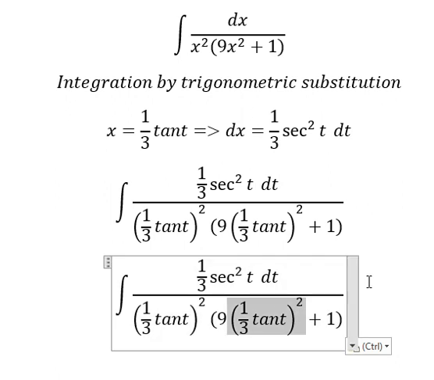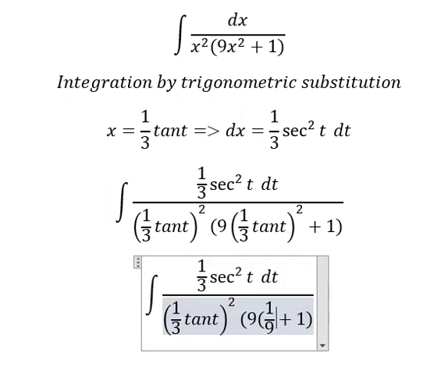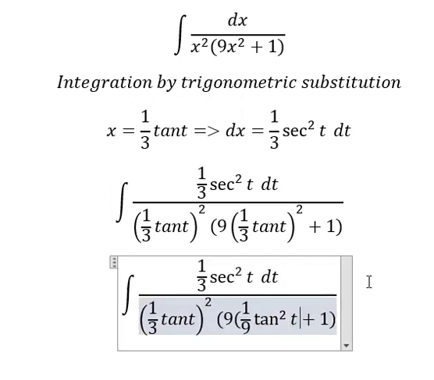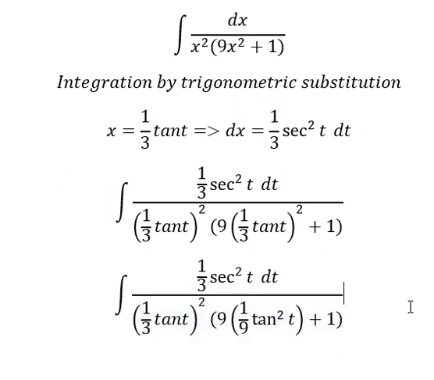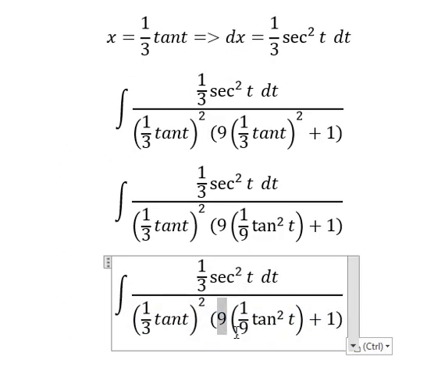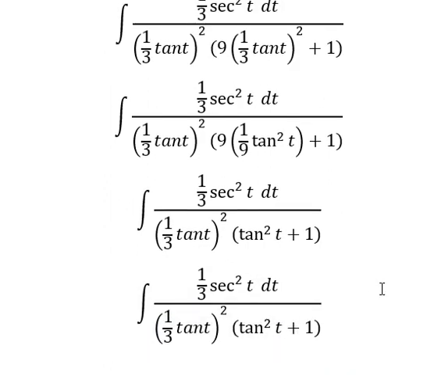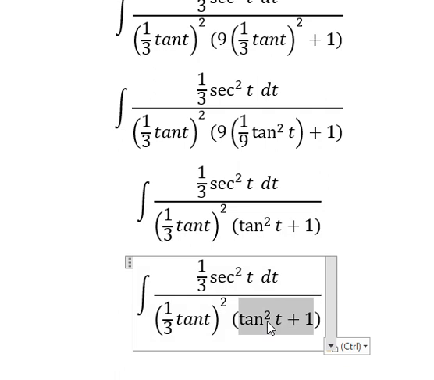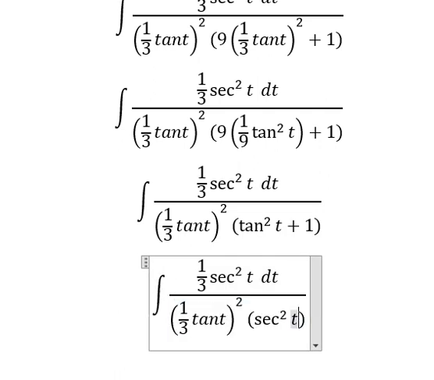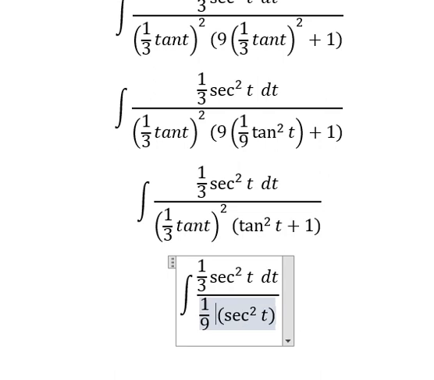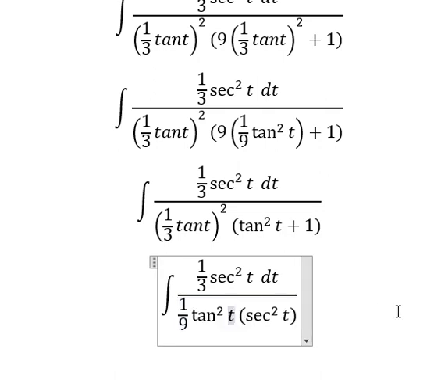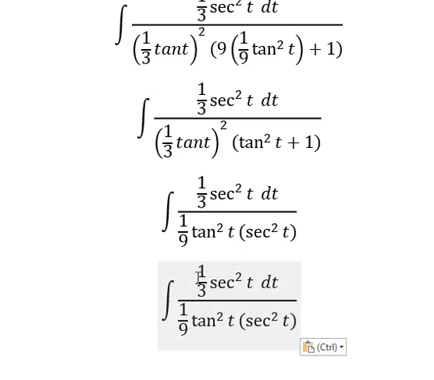So this one, that is 1 over 9 tan t square. So number 9 and number 9 we cancel. And this one, that is secant of t square. This one, that is 1 over 9 tan t square. And now we need to simplify.